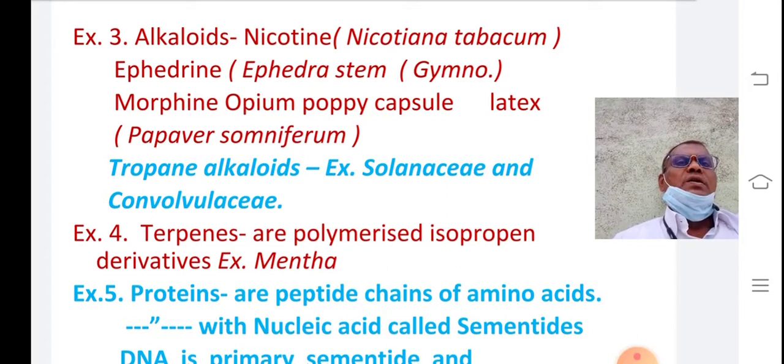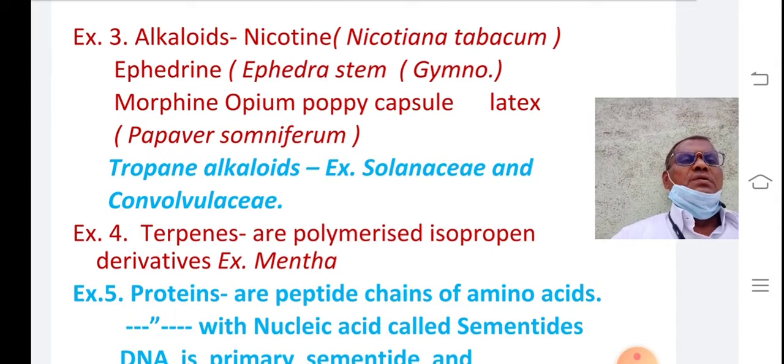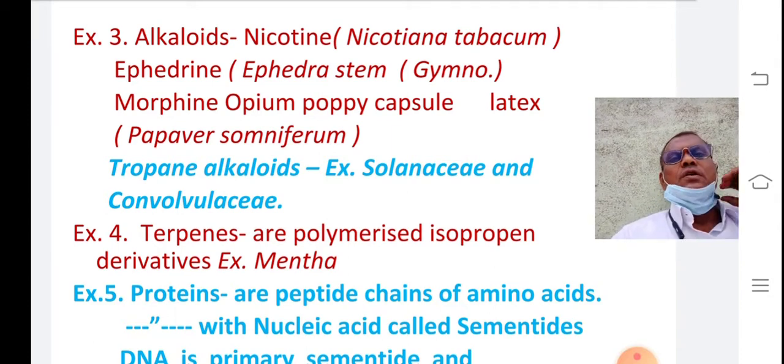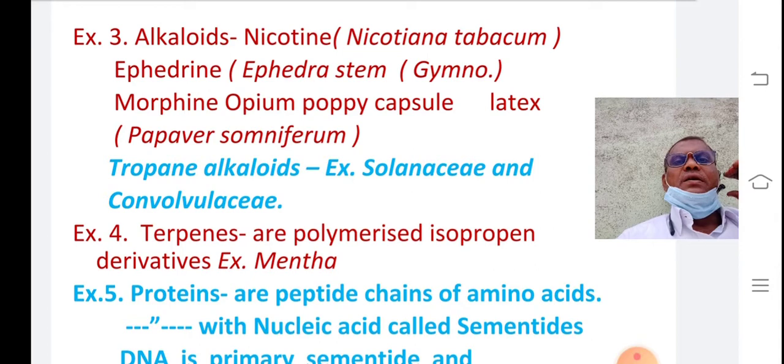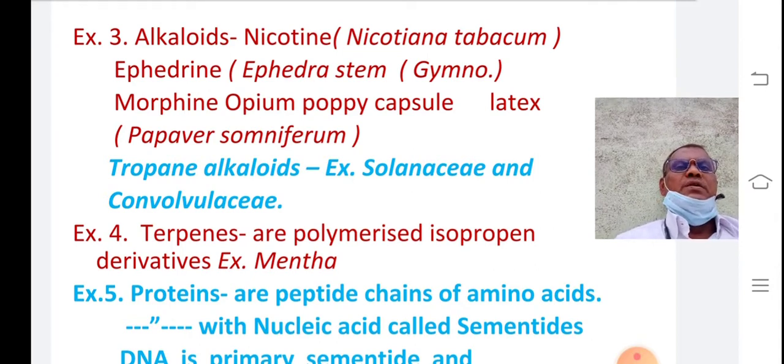Then tropane alkaloid from the Solanaceae member and Convolvulaceae. Solanaceae म्हणजे धतुरा वगैरे आपण बघतो. We have the specific odor there, right? Then the fourth example is about the terpenes.